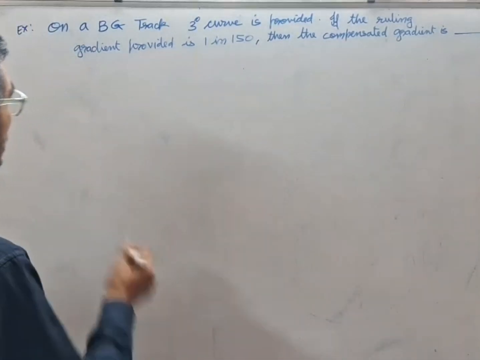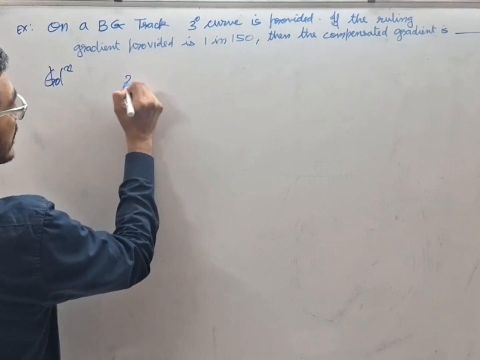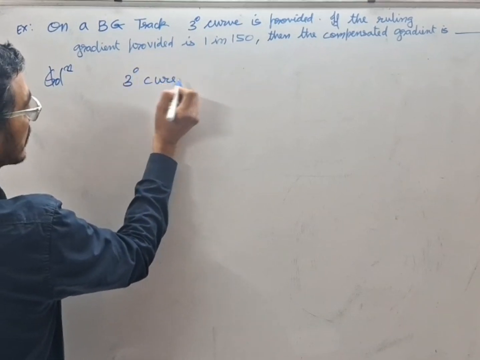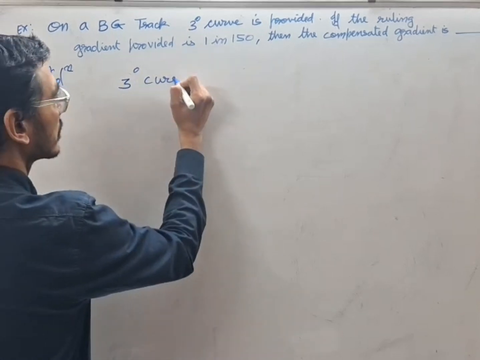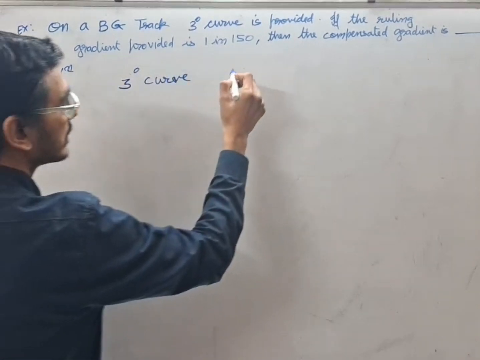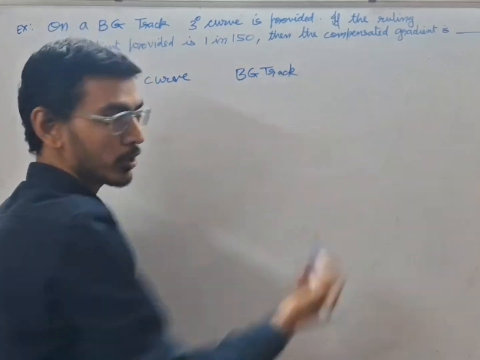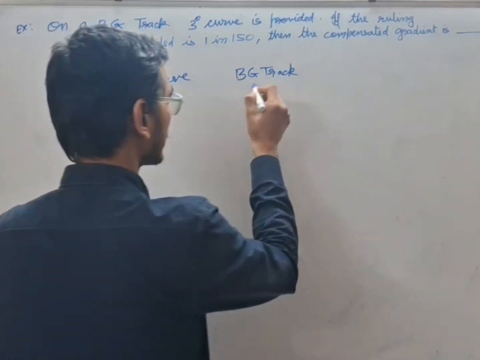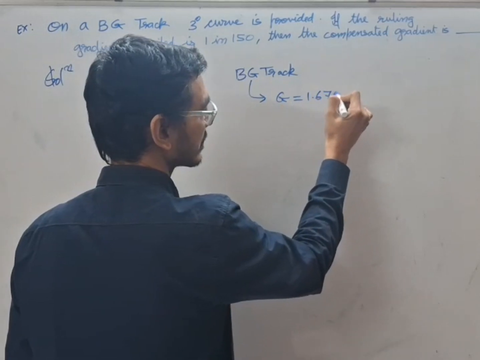So they have given us, I am writing the solution, a 3-degree curve. Okay, my handwriting is not that good. 3-degree curve, BG track. Okay, they have given a broad gauge track. For broad gauge track, we know that G is equal to 1.676 meter.